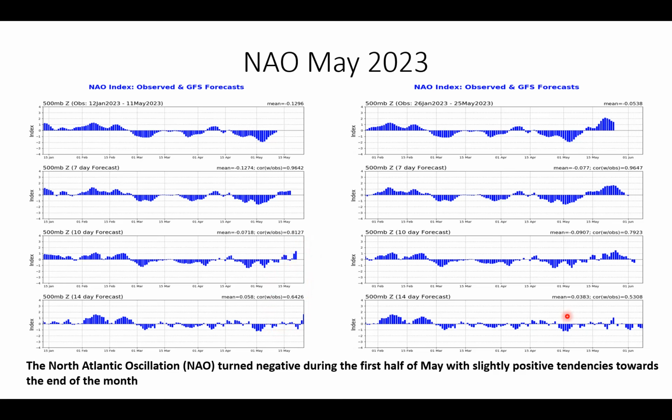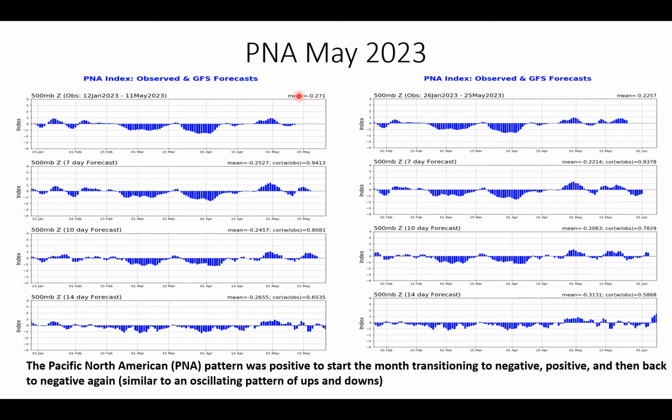So let's see what happened over here on the right. This is the 25th of May 2023, and yes, in fact, the NAO did go sharply positive after mid-month, and it remained positive, and then the forecast was for the NAO to turn more negative into early June. Looking at the Pacific North American or PNA pattern for May of 2023, 11 May, this was what it looked like for the PNA.